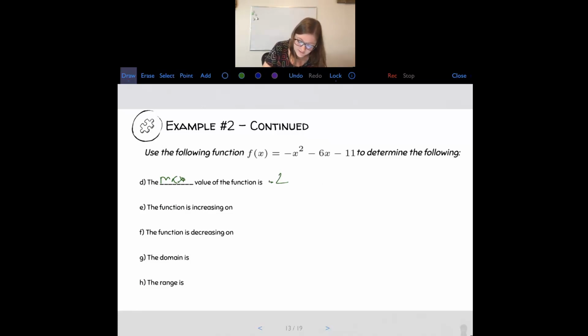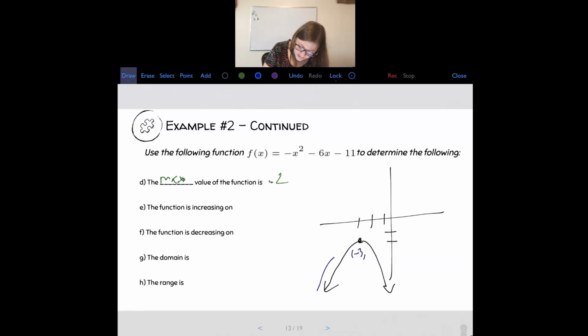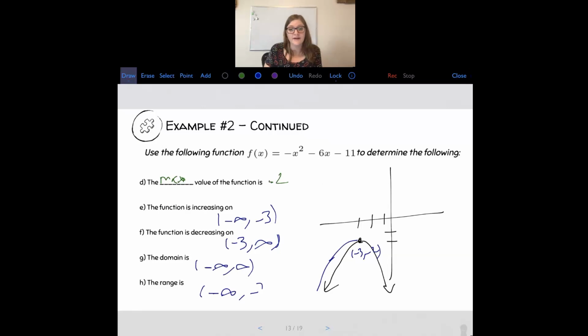So just as a rough sketch, 1, 2, 3, and my parabola opens downward. Okay, so it's increasing. Oh, let me write this here. Negative 3, negative 2. So it's increasing from negative infinity to negative 3. Okay, and then that means it's decreasing from negative 3 to infinity. My domain is negative infinity to infinity, and my range is my lowest y value to my highest y value.